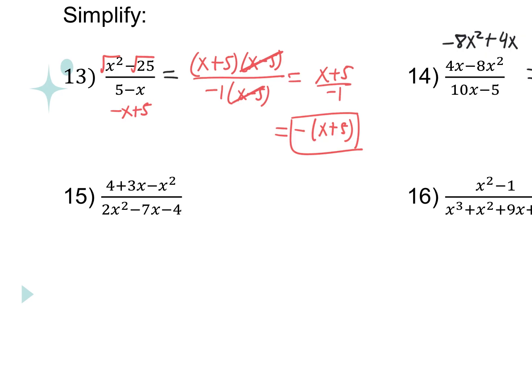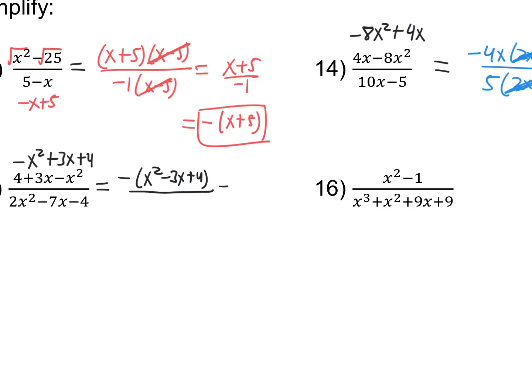Let's rearrange the numerator in number 15 just like we did a couple of times already, right? A lot of this is very repetitive. All right, and then when I do that on top, I can take out the negative, and then I get a negative x squared minus 3x plus 4.